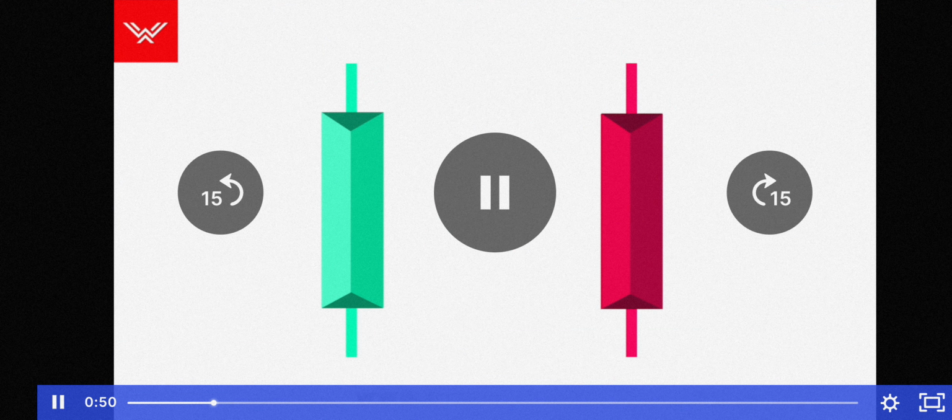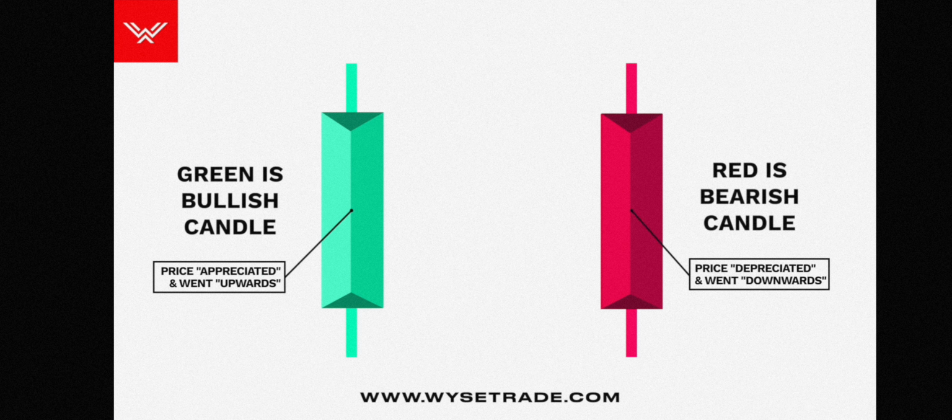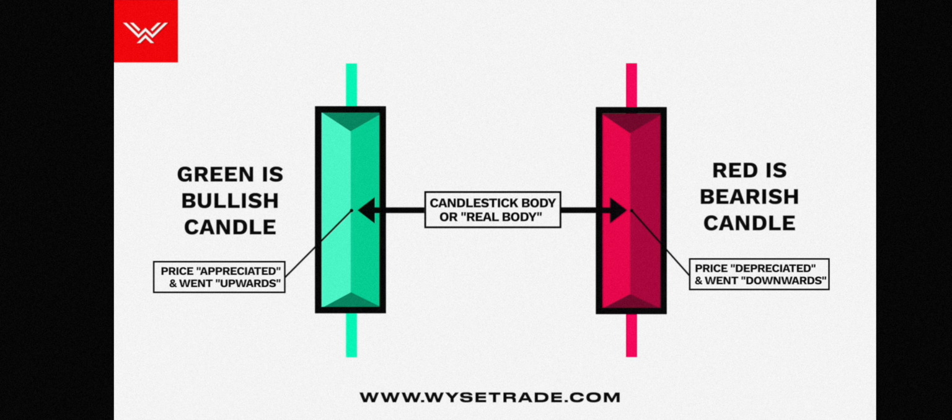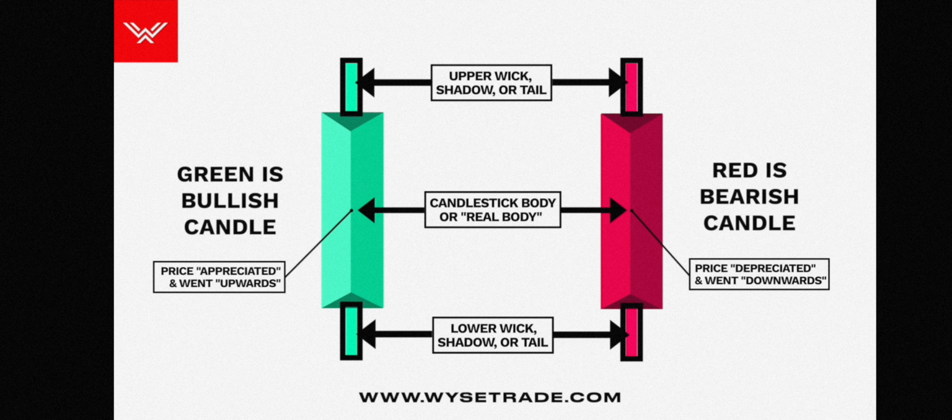Candlestick charts. Green candlesticks are bullish because price appreciated and went upwards for the time period. Red candlesticks are bearish because price depreciated and went downwards for the time period. This rectangle area is known as the candlestick body or the real body. These lines that stick out above and below the candlestick body are known as the wicks or shadows or tails.